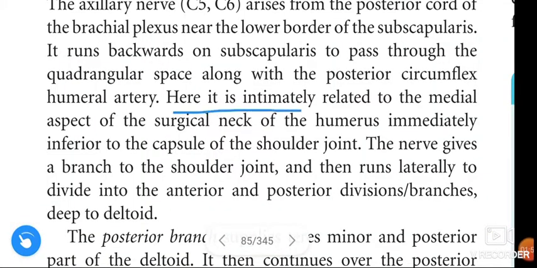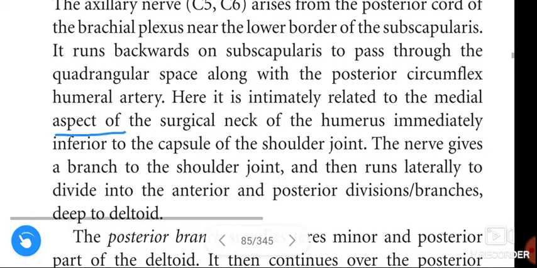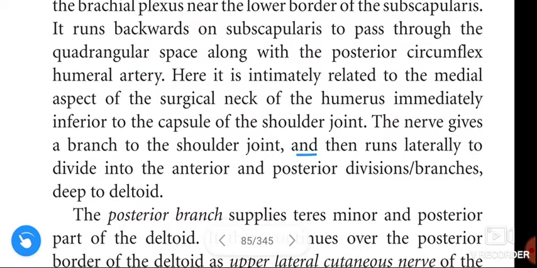Here it is intimately related to the medial aspect of the surgical neck of the humerus, immediately inferior to the capsule of the shoulder joint. The nerve gives a branch to the shoulder joint and then runs laterally to divide into the anterior and posterior divisions of branches deep to deltoid.